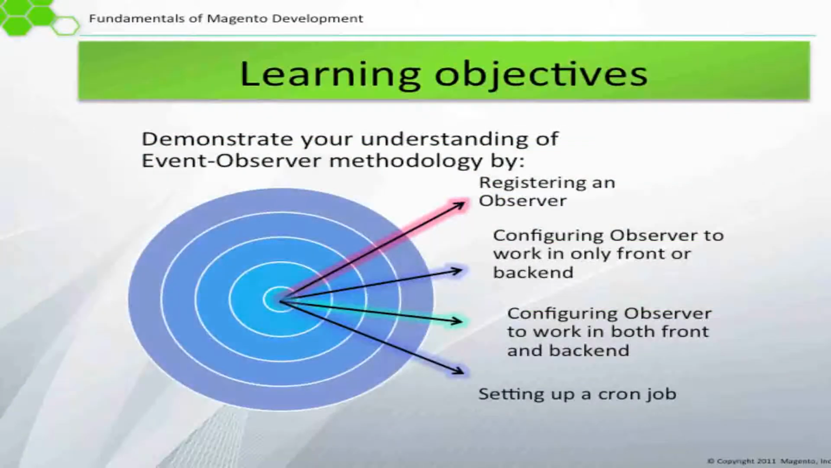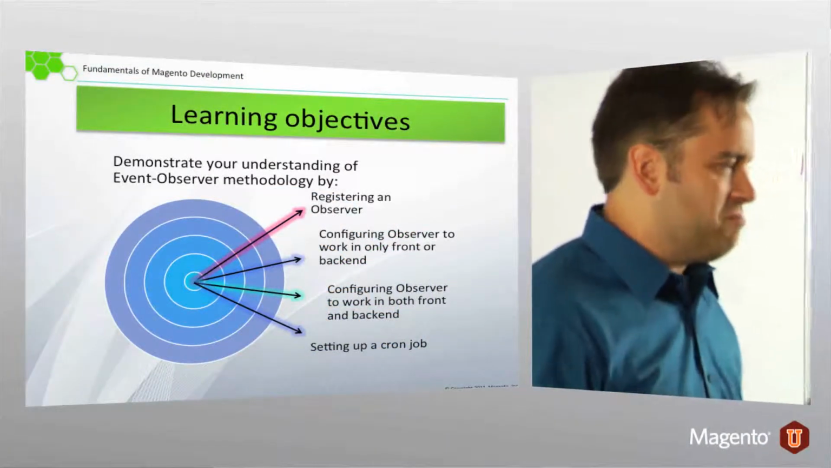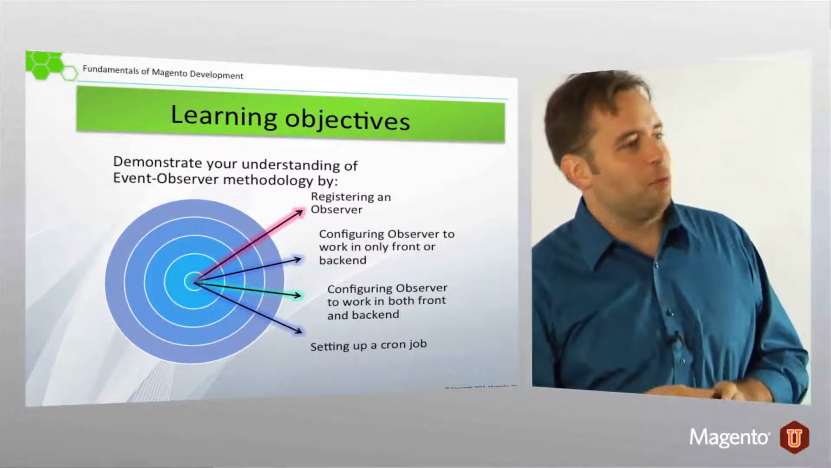So we will look at working in the context of a module, and how to register an observer, and how we can get that observer to work in different areas. And we'll also look at cron job configuration simply because I don't have a spot to put it and it's not worth an entire lesson.